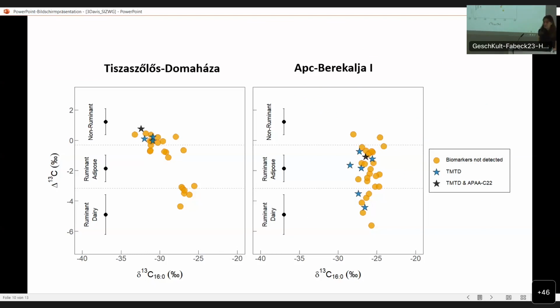So obviously this is only two examples, but you can definitely see that there's a difference potentially in how the pottery was being used, and maybe with more mixing of ruminant products at the second site.